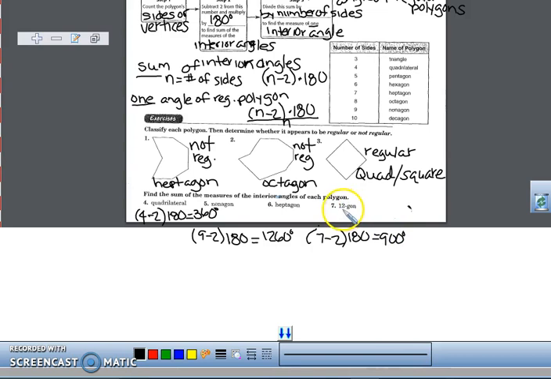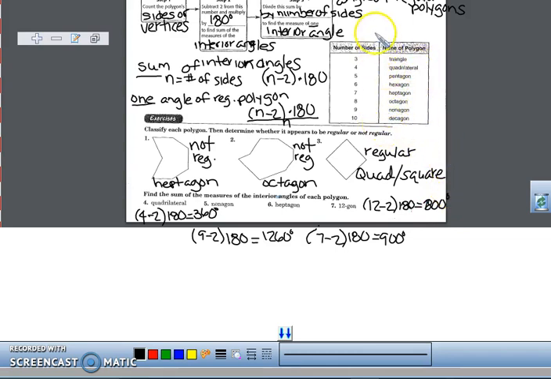A 12-gon. Now, beyond 10, you're going to see this. Instead of coming up with any other names, even if some of them do have names, they're just going to take the number of sides dash gon. So that makes it really easy. This has 12 sides. Take away 2, that's 10, times 180 is 1800. That's supposed to be 1800.